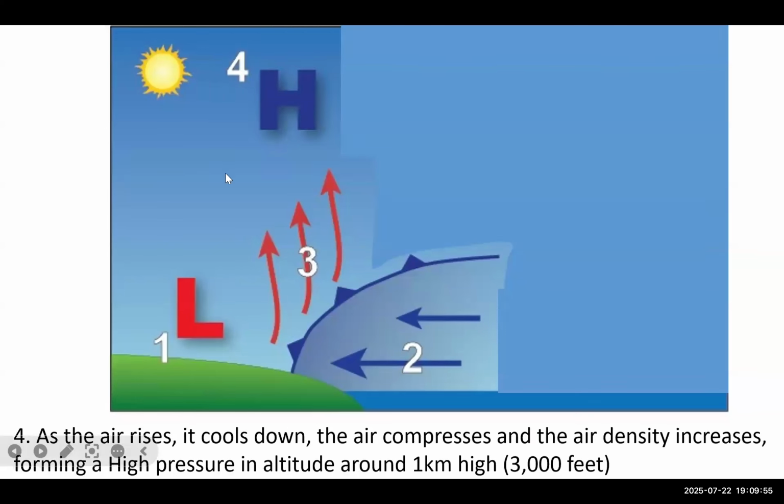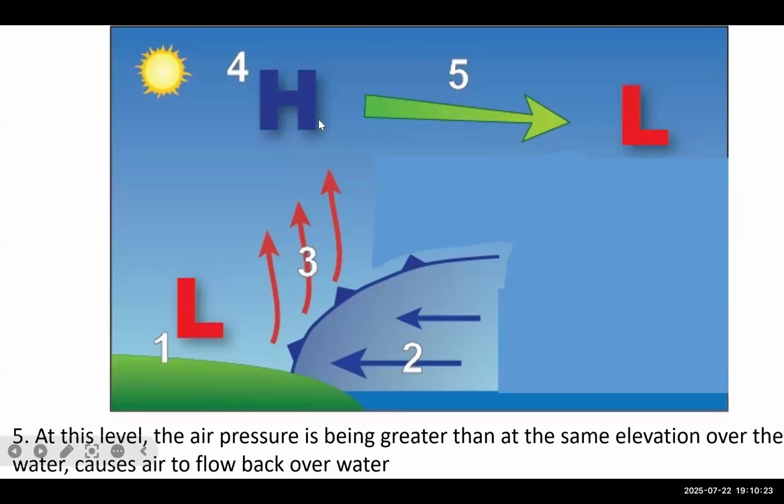This air rises, it cools down, it compresses, and you get a higher pressure over here. It's quite important to understand that this is higher pressure, but at this level, around this vertical level. Of course, the pressure is higher on the ground, so don't be confused by this. Anyway, because we have a higher pressure in altitude than the surrounding, it's the same way.